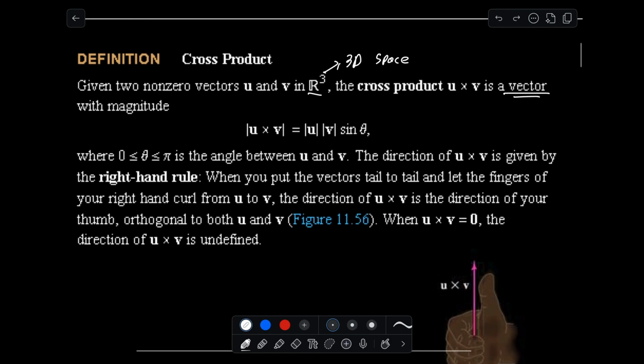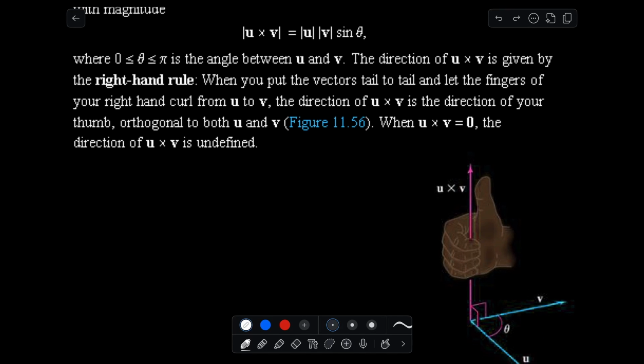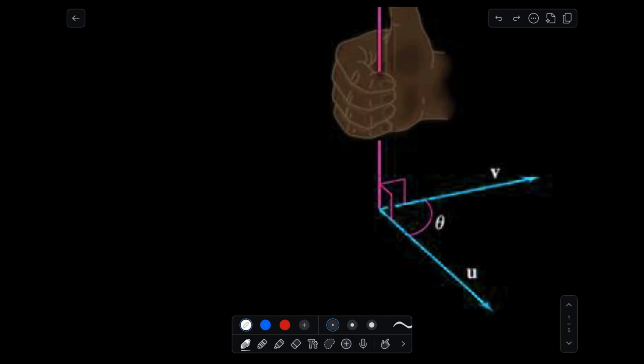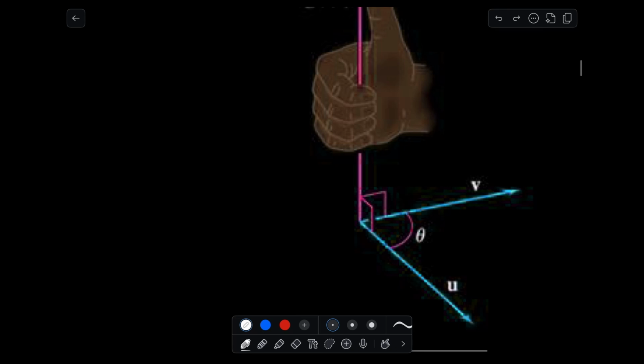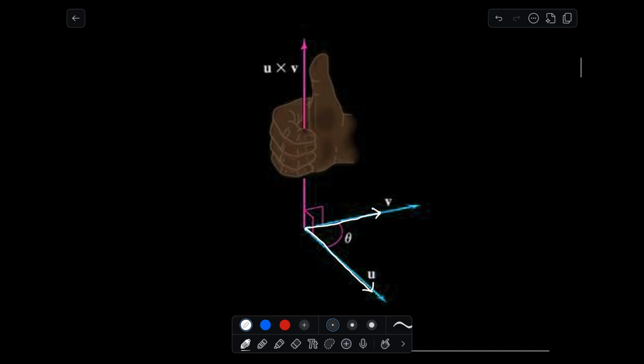When you put the vectors tail to tail and let the fingers of your right hand curl from u to v, the direction of u cross v is the direction of your thumb, orthogonal to u and v. So we can go right here and see this. If I were to use the right-hand rule, I would put my index finger in this direction, and then have my middle finger come out in this direction. If you're on a tablet, it's easier to visualize. You curl up, and as a result, you get this resultant vector u cross v that actually comes up.